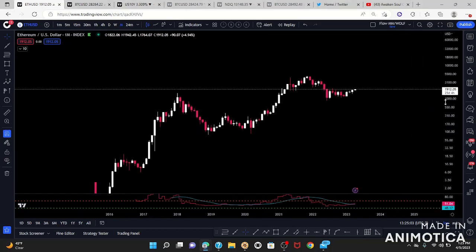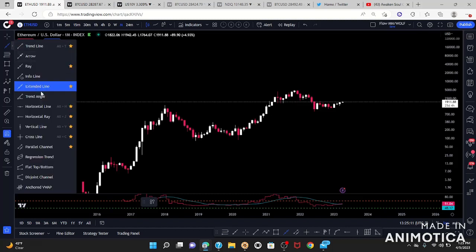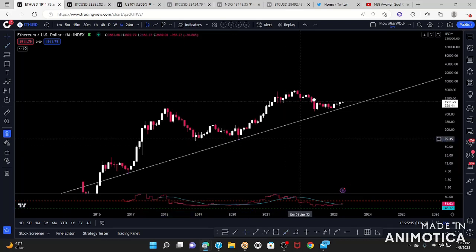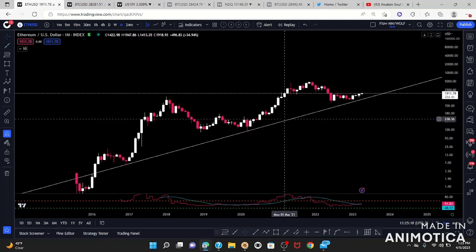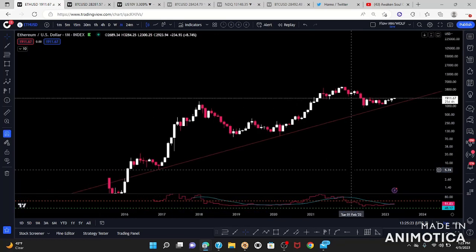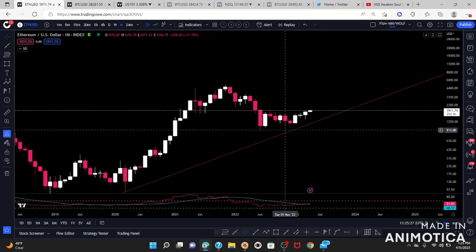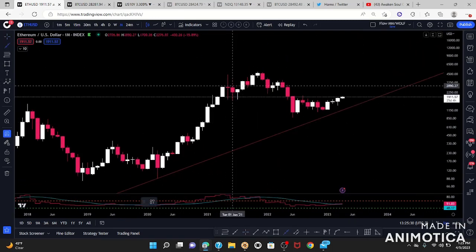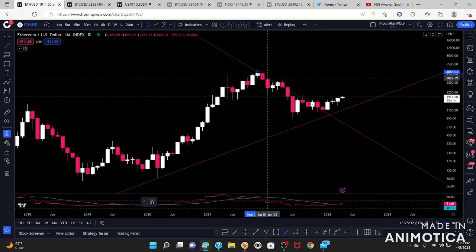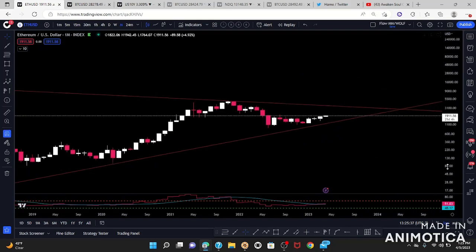So the first thing I want to do is turn on my monthly, my magnet, and get my tools out. Extended line is the best one. So one click, two clicks on where the touch points are, and let's try to keep our colors coordinated using the chakra colors. Monthly is going to be red. So that's our major support. And this is going to be your resistance for the monthly.